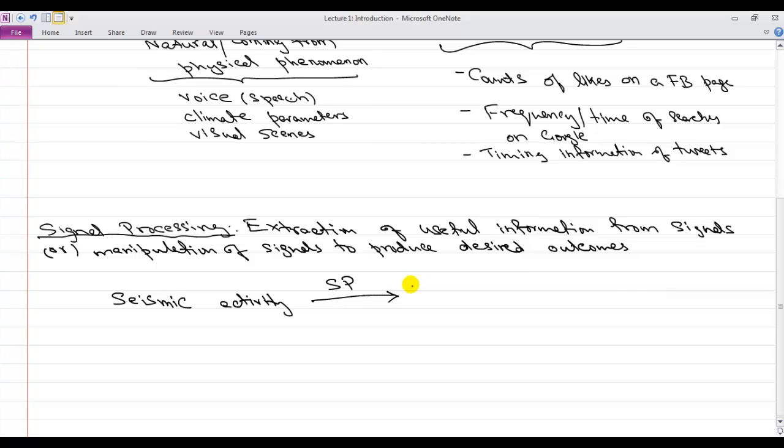So is a tsunami coming? That's a very key piece of information. If you can extract it in a timely manner, you can end up saving hundreds of thousands of lives. Okay? But it completely depends upon the type of application you are working with.